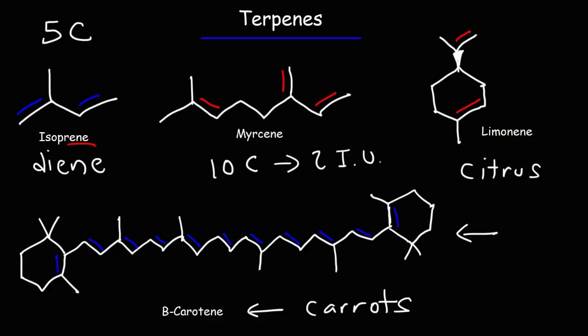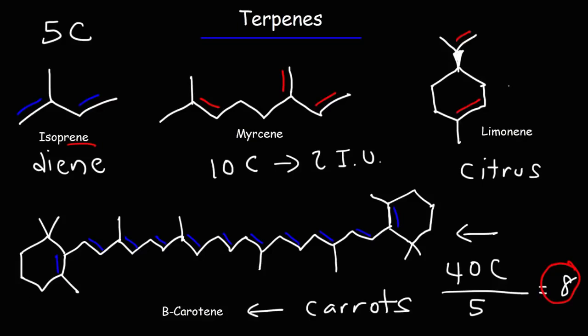So you can pause the video and do that. But you should get 40 carbon atoms. And all you need to do is divide this by 5. This will give you the number of isoprene units that are needed to make beta-carotene. So in this case, that would be 8 isoprene units.